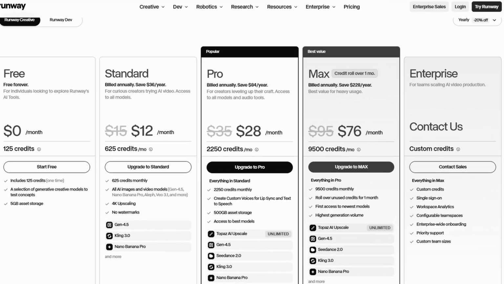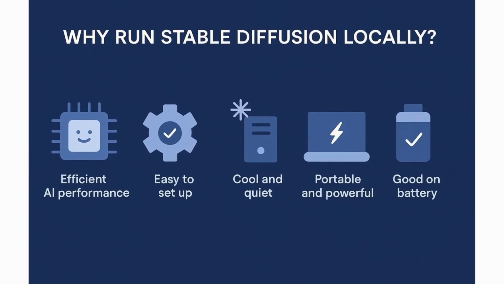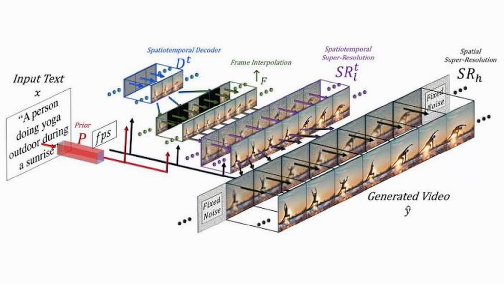Instead of renting access to someone else's server and paying per credit, you download the model and run it on your own hardware. Feed it a still image, and it generates several seconds of coherent motion from it, camera pans, natural movement, animated stills, all processed locally and privately, with no subscription and no credit meter ticking down.